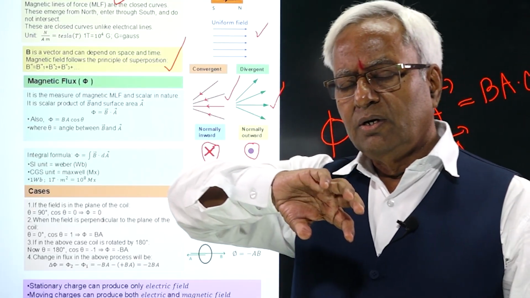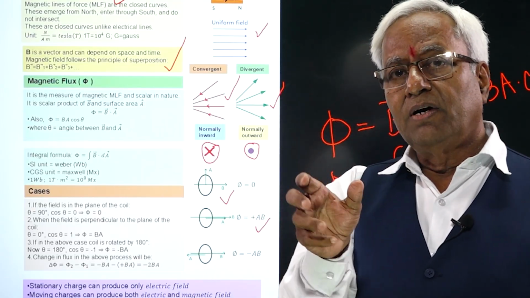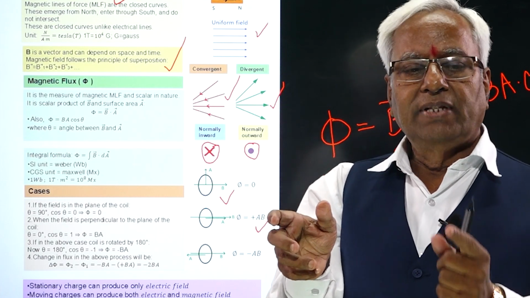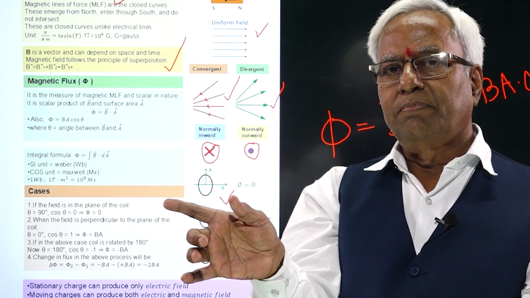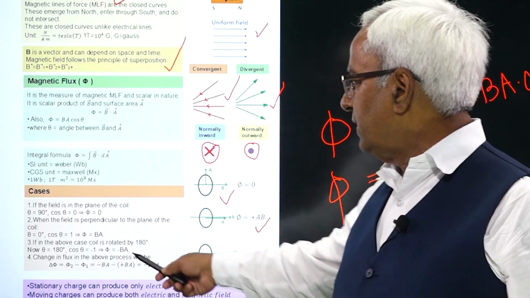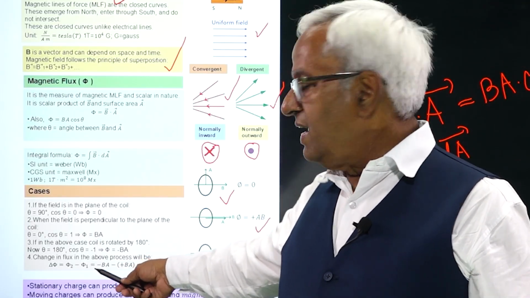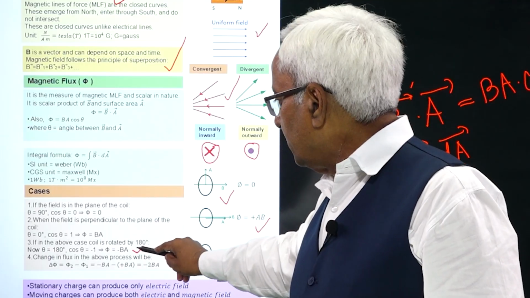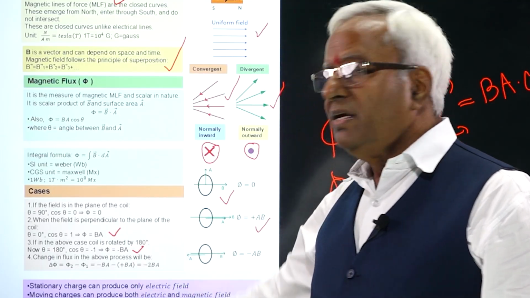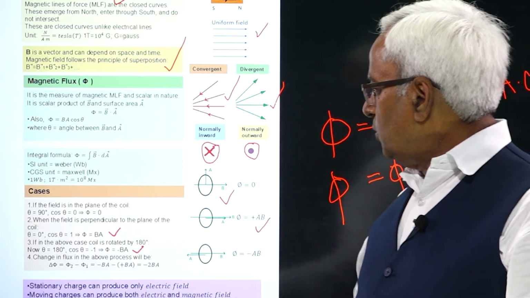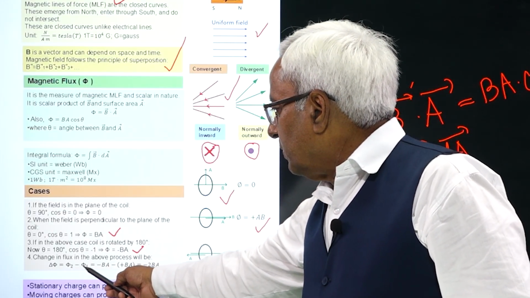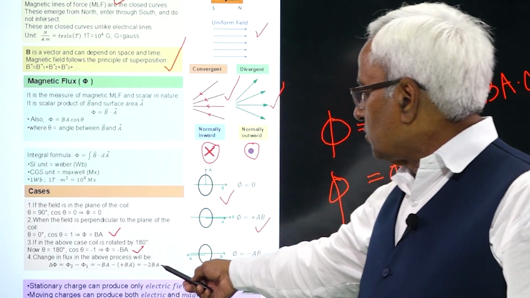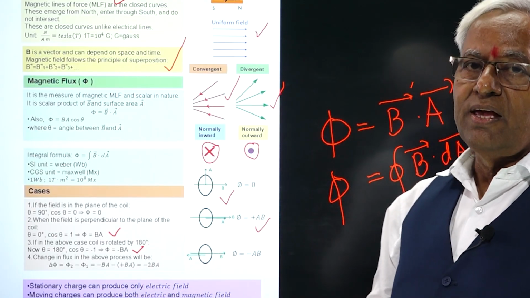If you just turn it by 180 degrees, now the angle that was initially 0 has become 180 degrees. That means the value has now become minus BA as written over here. Initially it was BA when the angle was 0. You want to find the change in flux, then you will subtract phi 1 from phi 2, and this is going to be minus 2BA.